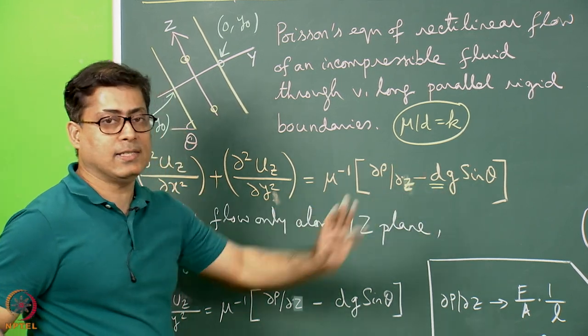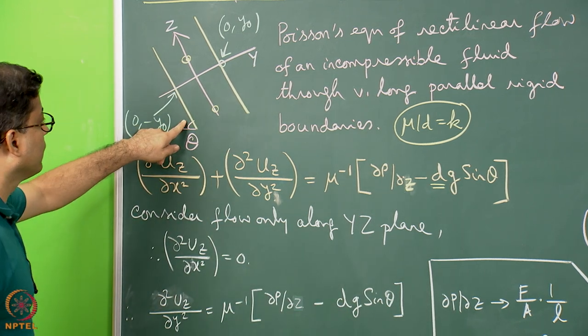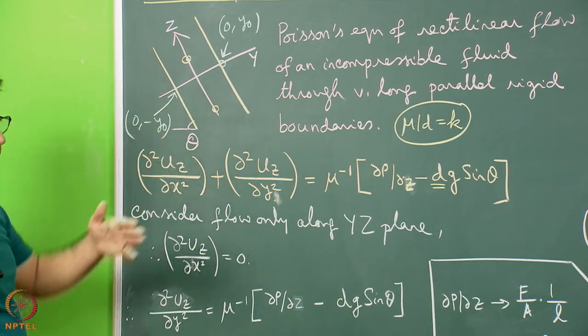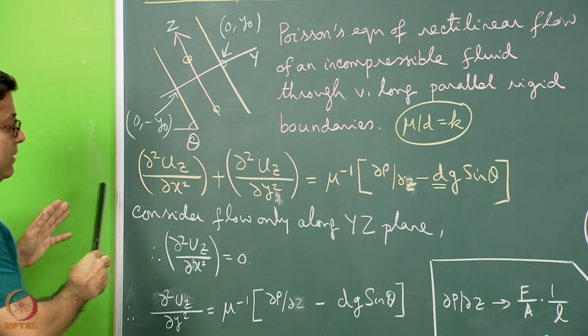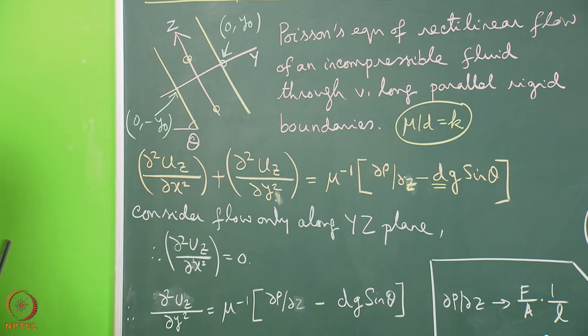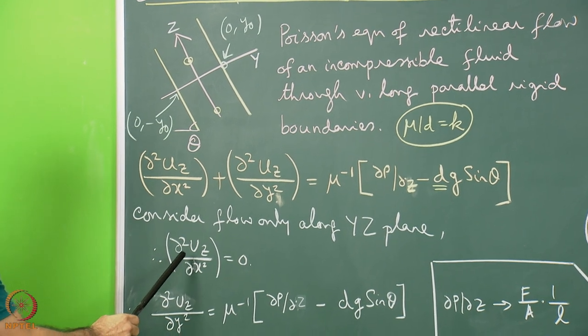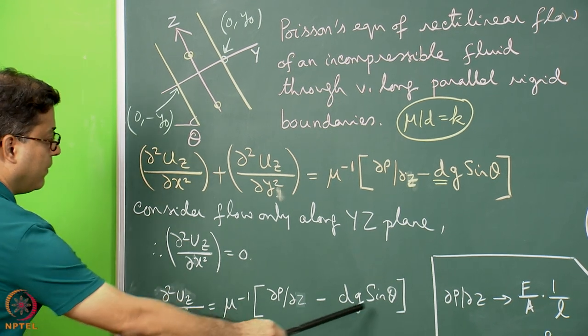G is the acceleration due to gravity. Theta, I have already said, is the dip of this plane, which is dipping towards the right hand side. Now, how this equation will work, I am going to demonstrate. After putting this over there, this is the simplified form.